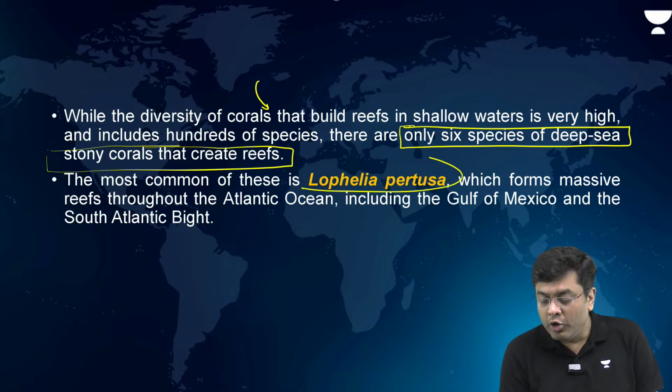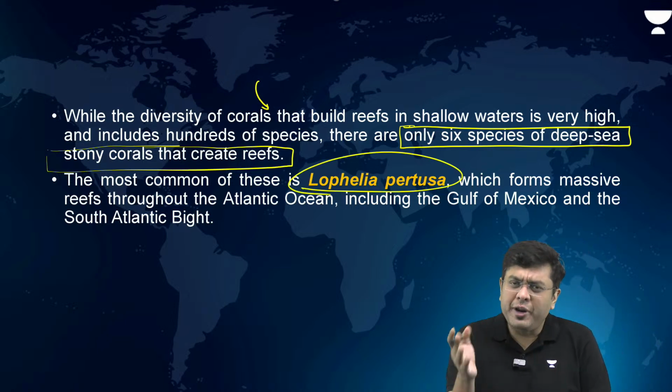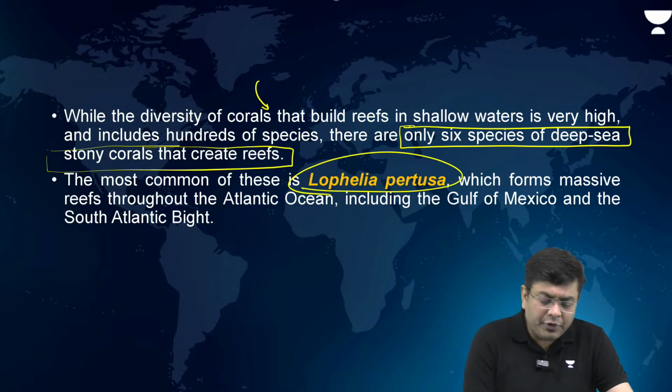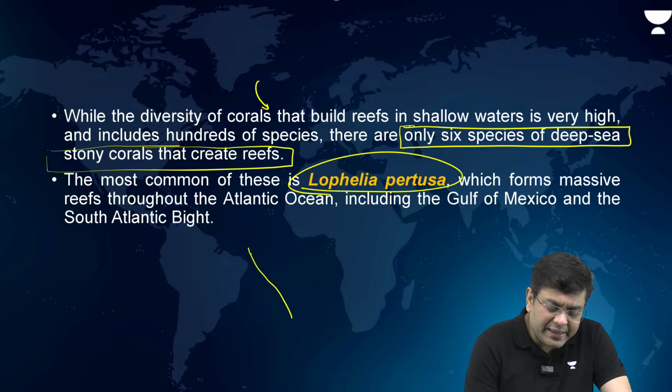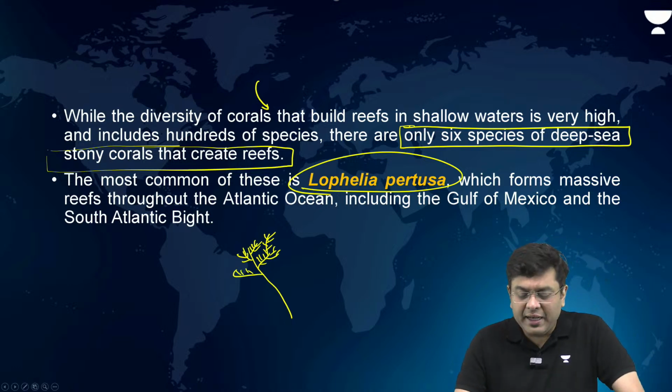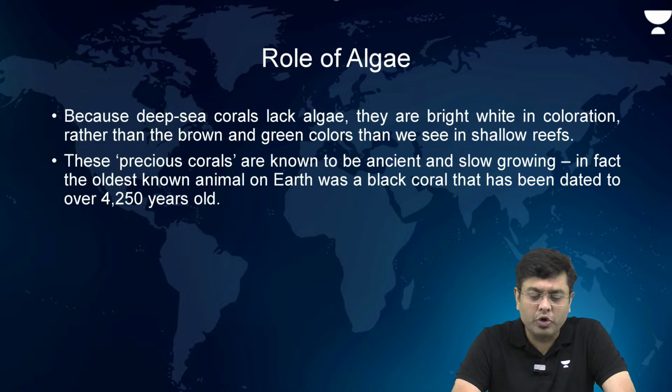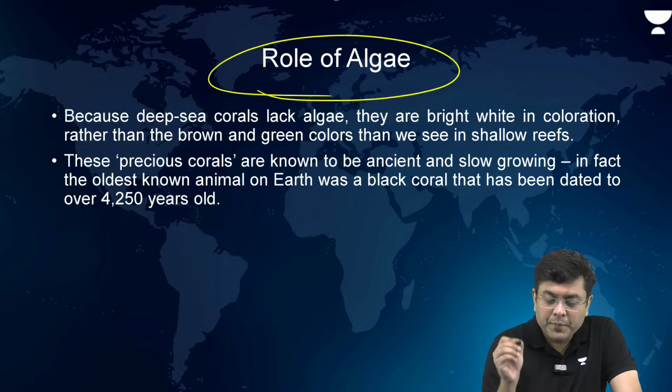The most common is Lophelia pertusa. That is one of the Lophelia varieties, Lophelia 1, Lophelia 2. You have many varieties of Lophelia. Lophelia will give you an image like a kind of a tiny stem having multiple small branches. That is the structural pattern of Lophelia. And it will mostly be stony white, colorless in general. That is the Lophelia variety, which is found in the region of the Atlantic, Gulf of Mexico, Southern Atlantic Bight, all these.